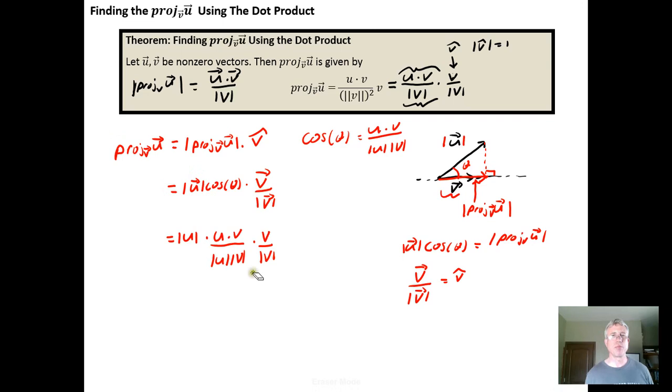And from here things simplify a little bit. The size of u divided by the size of u is 1. So I get u dot v divided by size of v times size of v, which is the size of v squared, a scalar, times the vector v. So there's the projection formula. And when we're in this form right here, where we're multiplying by the unit vector, that scalar right there is the size of the vector, which we already talked about.